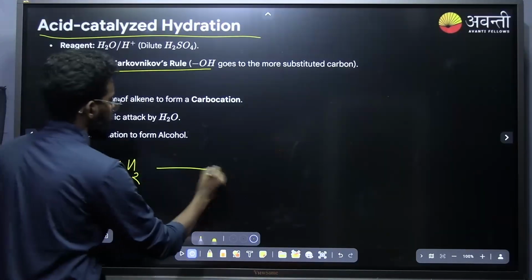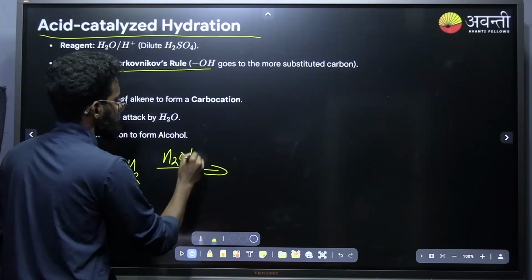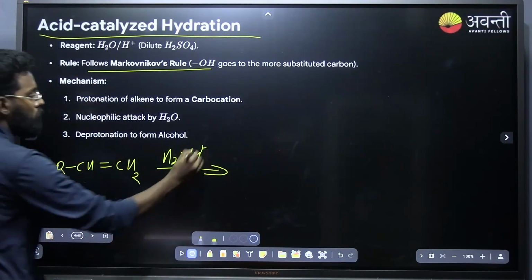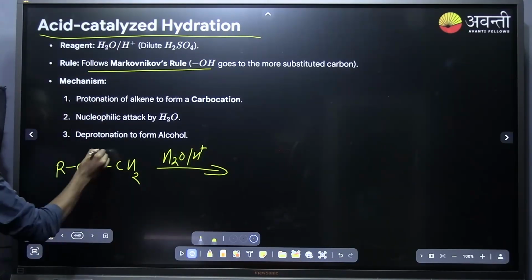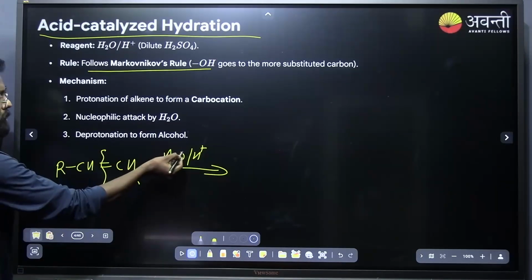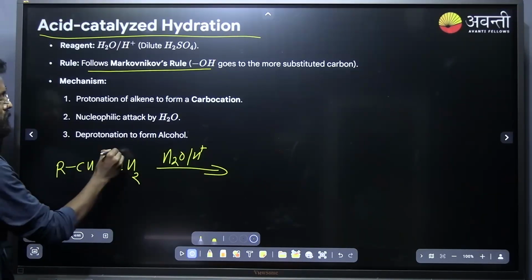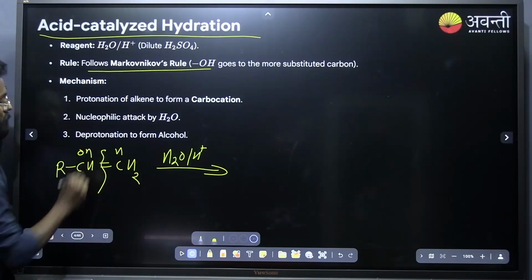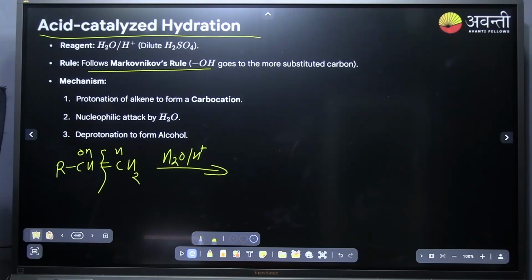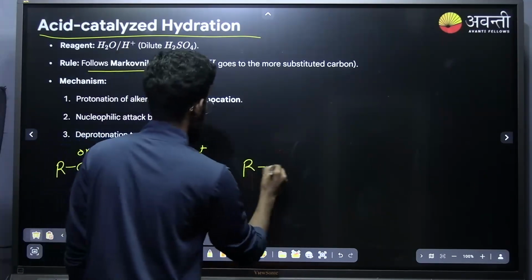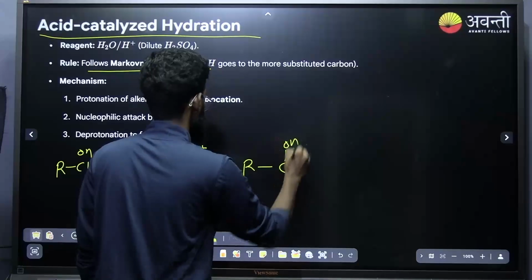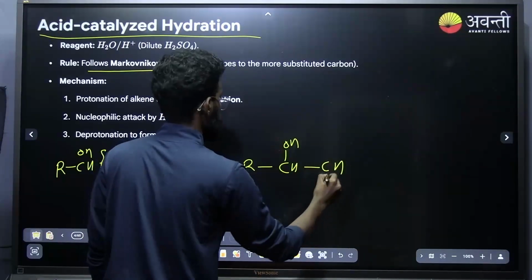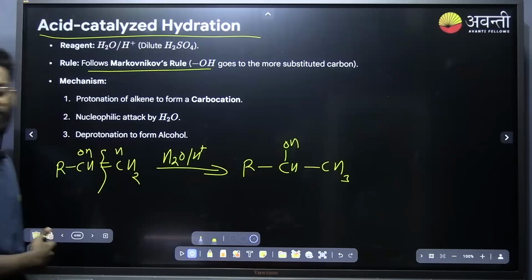And what we have to do? We have to do nothing, just follow Markovnikov's rule. According to Markovnikov's rule, hydrogen will add to that carbon where there is a greater number of hydrogens, and OH will add to that carbon where there are fewer hydrogens. That is what Markovnikov's rule says. As a result, the OH will be added to the secondary carbon and hydrogen will be added to the tertiary carbon. We got the product, very easy.